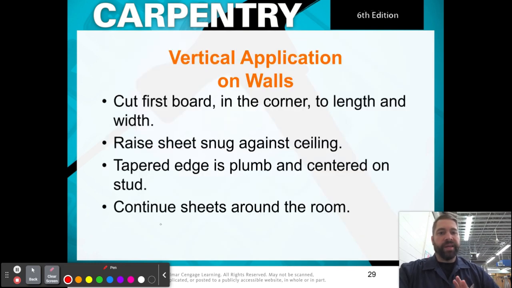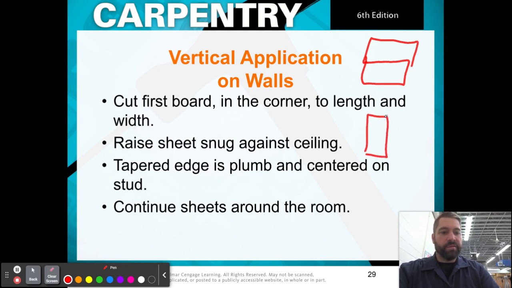So when you're applying it vertically, before we talked about it horizontal, right? And it looks like that. When we apply it vertically, it looks like this. So you want to start in the corners, right? Just the same way that we do when we apply our sheathing. And then go to your next one.